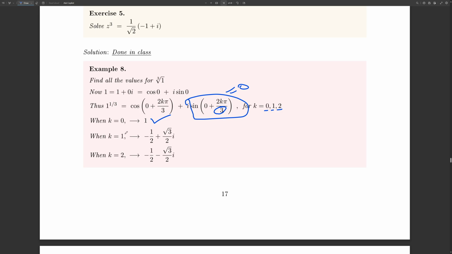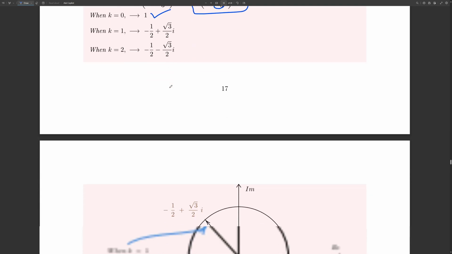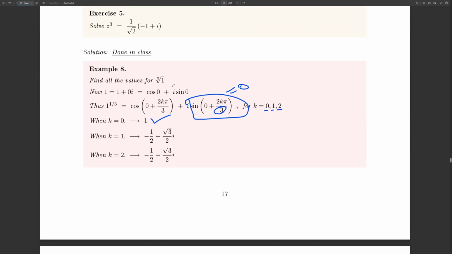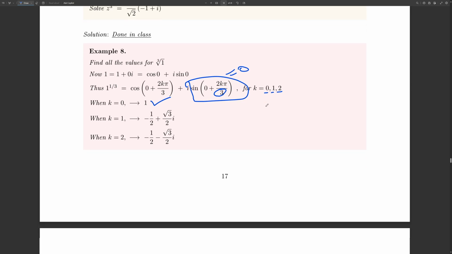Similarly, when k is equal to 1, substitute 1 here. So 2 by 1 is 2. We get 2 pi upon 3 plus 0. And then we find the cos of that. We get negative a half plus, and do the same thing here, root 3 on 2 i. Do the same thing for when k equals 2. We get negative 1 half minus root 3 upon 2 i. So these are the only roots that we need to find, because we only need to find the first 3 because it's the cube roots and we started with 0.